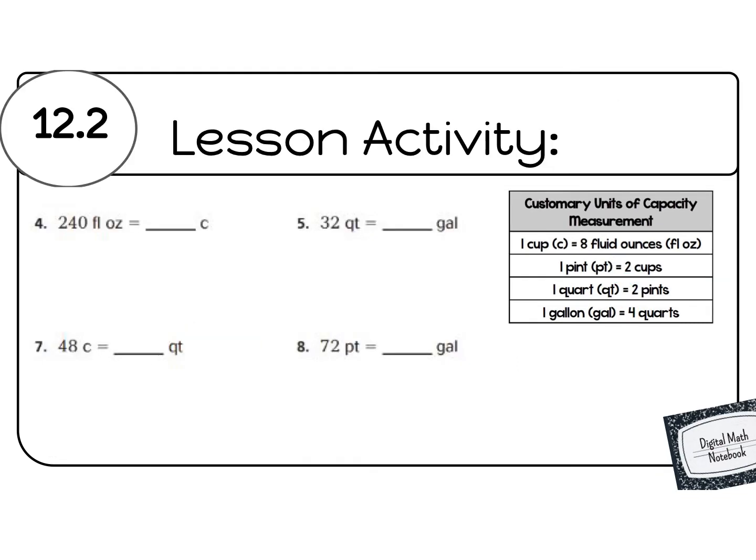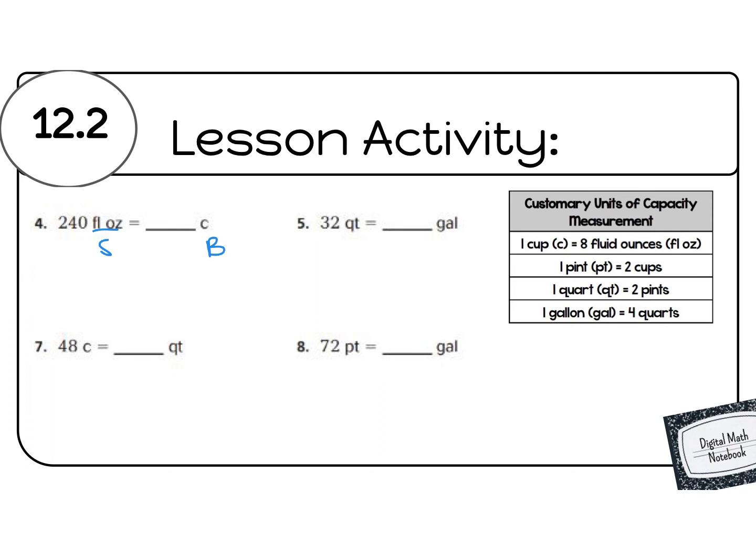All right, 5th graders, time for the lesson activity. I'm going to get you started on these, and then I'm going to let you finish on your own, so make sure you know what you are doing. In this lesson activity, we are converting, which means we need to look at our conversion chart and multiply or divide. In this problem, we are going from fluid ounces, which are small, to cups, which are big.